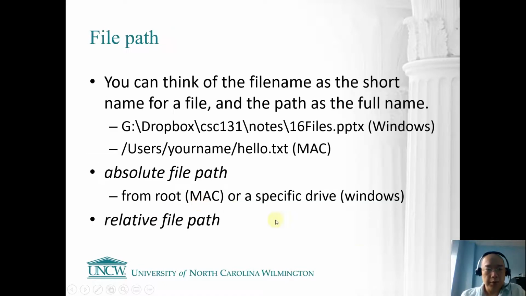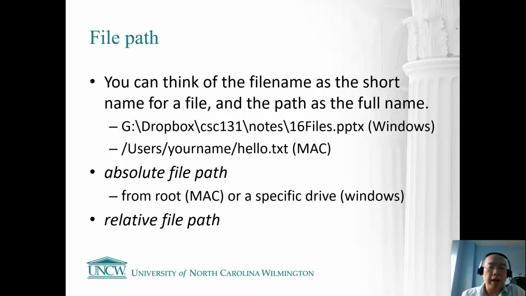Okay, and before we move on to see more code, we want to understand the file path. For the file path, it means, for example, in Windows, our files do not just stay all together. They are in different drives and then in different folders, and then folder inside folder inside folder, right? For example, the file I'm presenting is in the G drive, Dropbox, then CSV131 and the notes, and then the 16 files.pbtx. So this is a standard format of a file path in Windows.